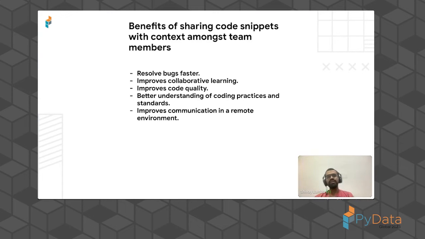So these are some of the main reasons why current ways of working with JupyterLab, or even for data scientists, are not the most straightforward or the easiest. But of course, sharing code snippets with context can solve a lot of these problems, right?